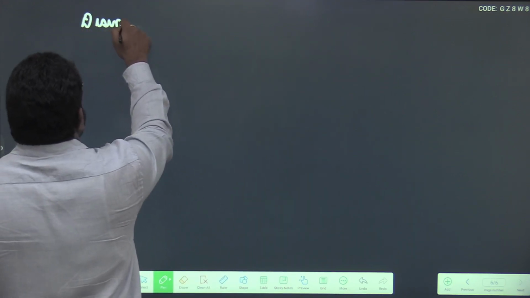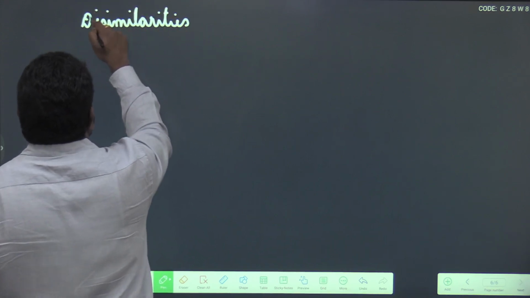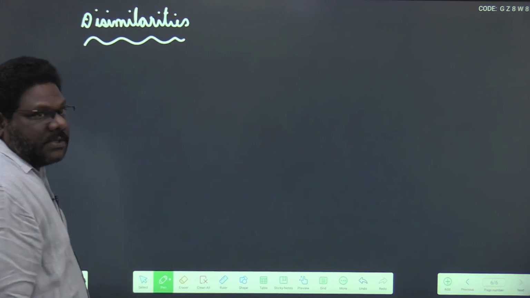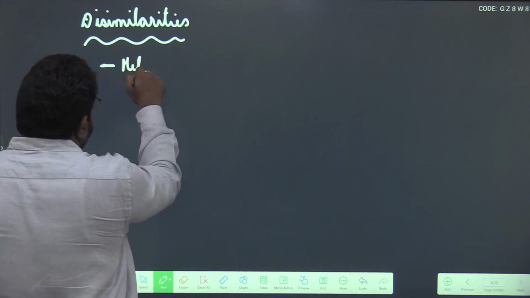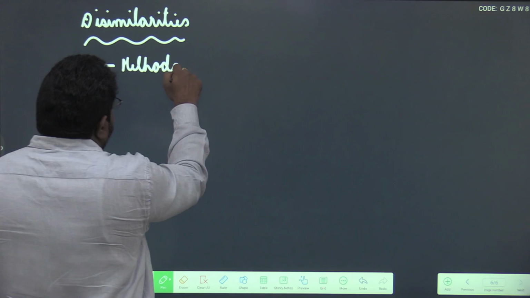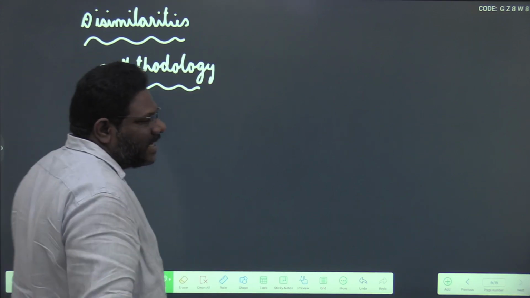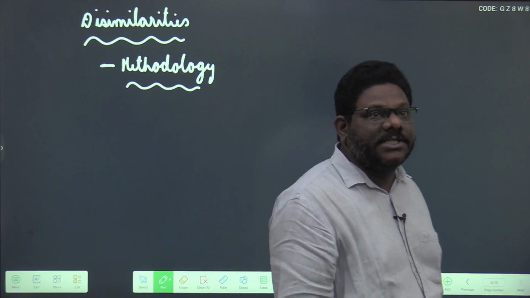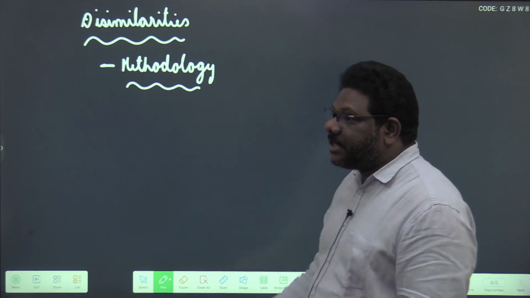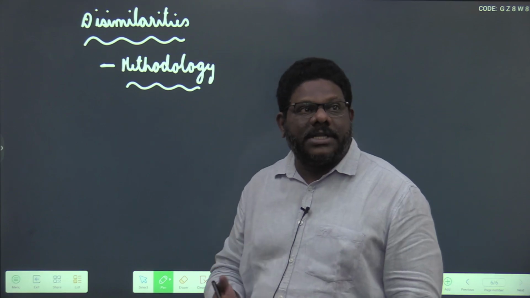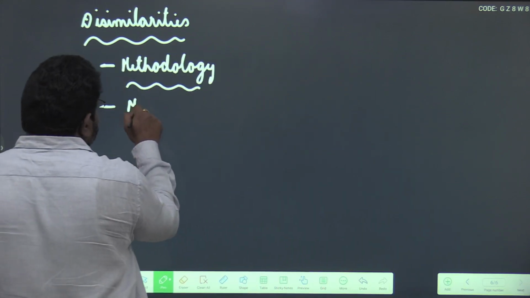So the next side heading that we are going to generate is dissimilarities. So what are the dissimilarities? Dissimilarities are there with respect to methodology, because anthropology seeks to build certain theories and generalizations based on fieldwork, participatory observation, etc. So our methodology is different from humanities.